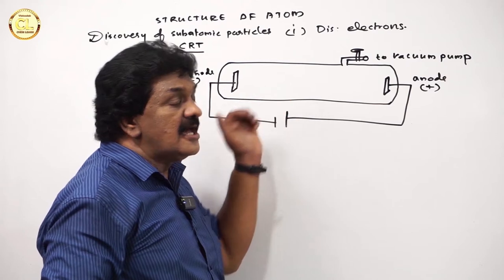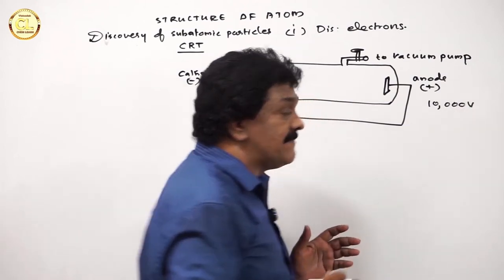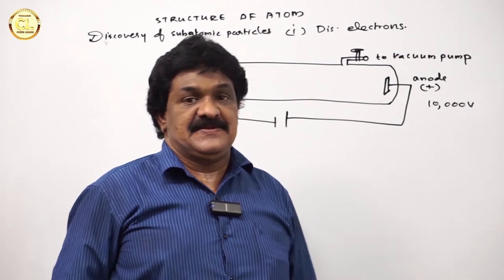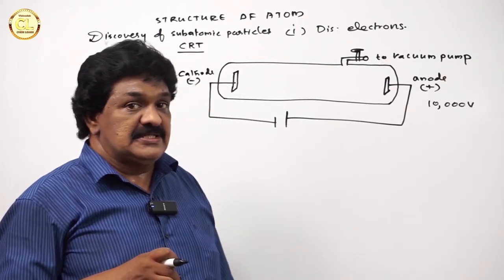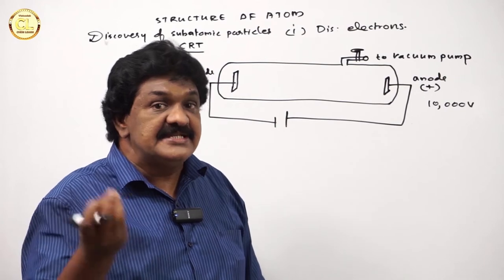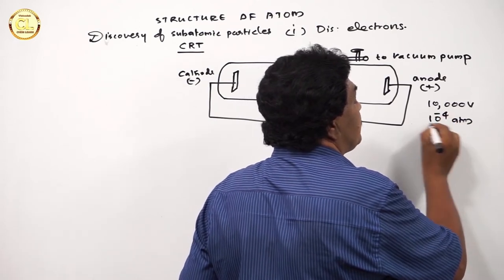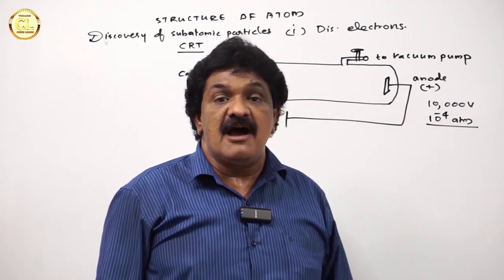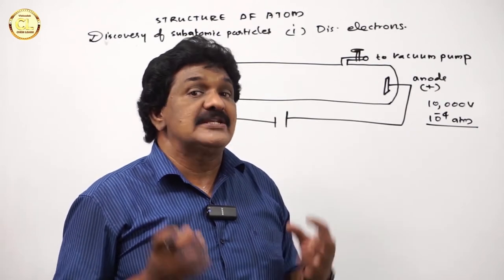When a gas is filled in the discharge tube and 10,000 volts is applied at normal pressure, no electric discharge through the gas takes place. But when pressure inside the discharge tube is reduced by pumping out the gas, electric discharge through the gas takes place. When pressure is reduced to 10 raised to minus 4 atmosphere, the whole tube fills with a dark space and the side of the tube begins to glow with a green fluorescence.